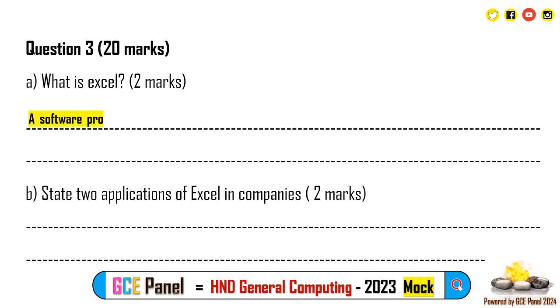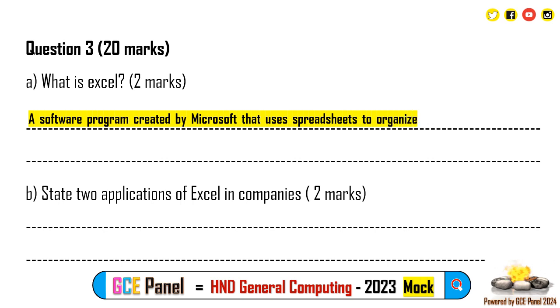So Excel is a software program created by Microsoft that uses spreadsheets to organize numbers and data with formulas and functions. There may be other ways for you to define it. Here I'm just giving a short, precise and concise definition of what Excel is.